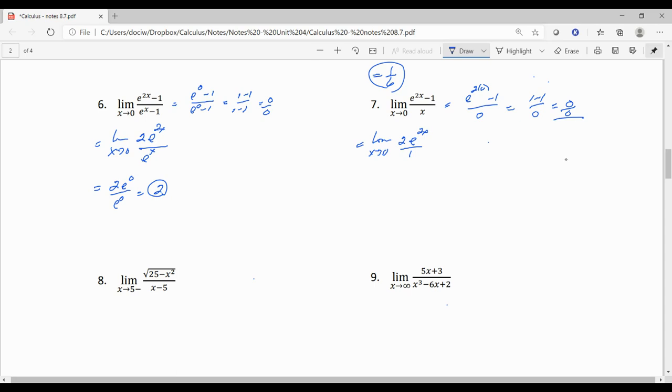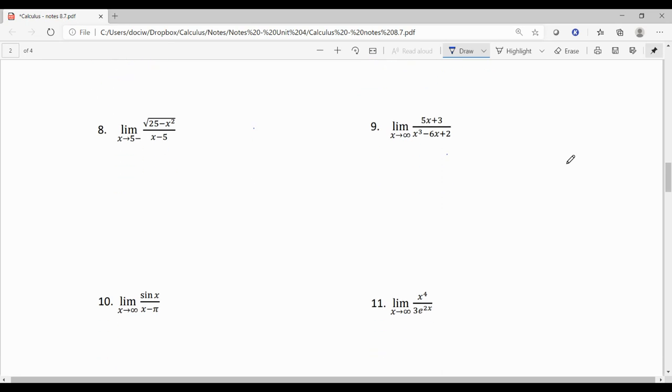So now as I put 0 in, I have 2 times e to the 2 times 0 over 1, and that's just going to be 2 times 1 over 1, which is simply 2. Okay, so L'Hopital's rule isn't bad. It's kind of nice, actually. Now, in number 8, the limit as x approaches 5 from the left, right? If I put in 5, I'm going to have 25 minus 25 is 0. 5 minus 5 is 0, so I have L'Hopital's rule.